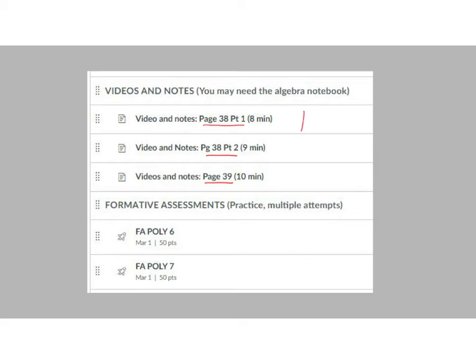is to be able to factor a polynomial using the greatest common factor. So we're going to look at that basic skill of a greatest common factor and now apply it into our polynomials.